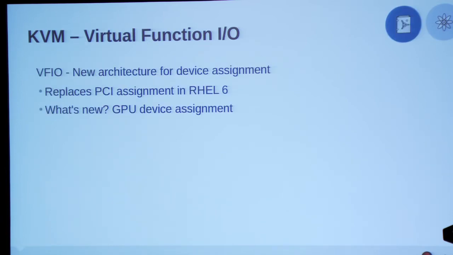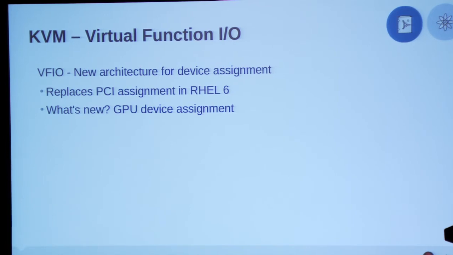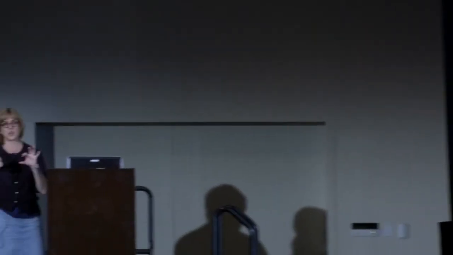Okay, the last feature is called VFIO, Virtual Function IO. It's the new architecture for device assignment. So in RHEL 6, you had PCI device assignment. Now in RHEL 7, you have VFIO. What we did is we split the device assignment function out of KVM and into its own module in the kernel, so it could be used by any user space driver. And QEMU is a user space driver so that it can assign devices to the guests.